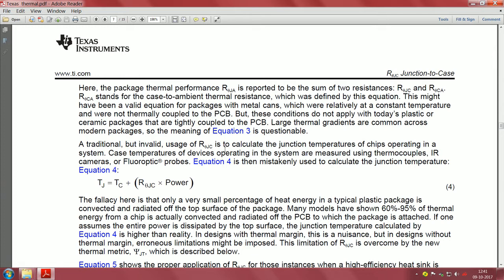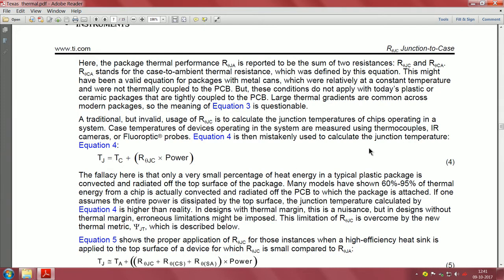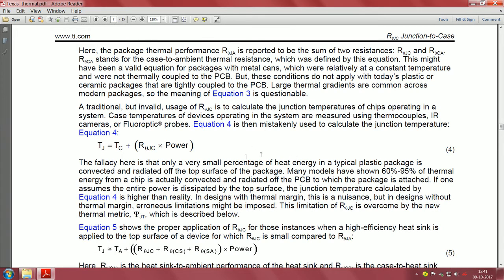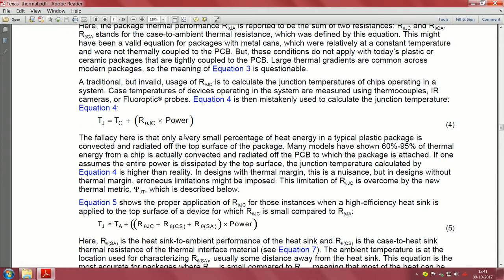Finally, the traditional but invalid usage of the junction to case resistance is to calculate the junction temperature of chips operating in a system. Devices operating in the system are measured using thermocouples or IR cameras, and this is mistakenly used to calculate the junction temperature. You have seen this, no? This is directly quoted from the manufacturers. I am just quoting it because I was also surprised. The fallacy here is that only a very small percentage of heat energy in a typical plastic package is convected and radiated off the chip surface.